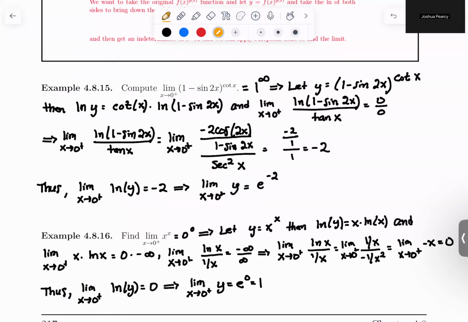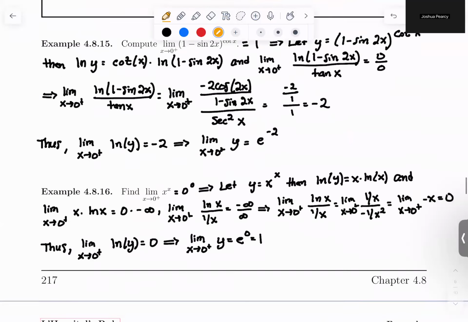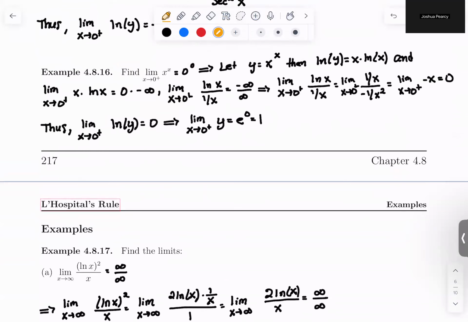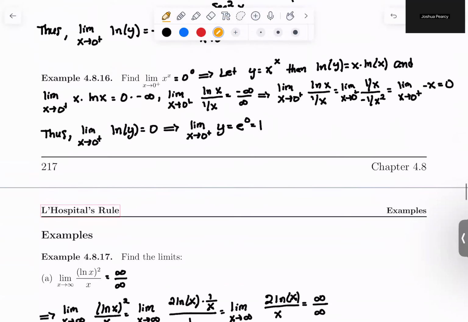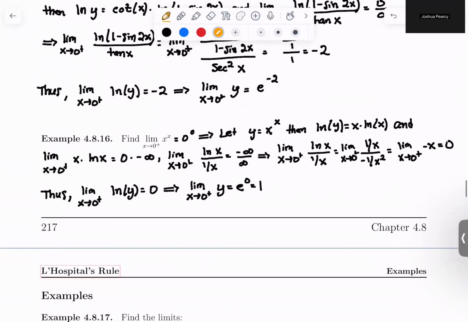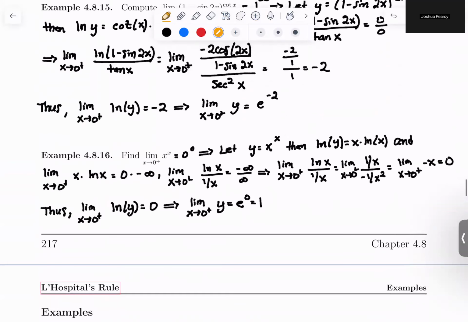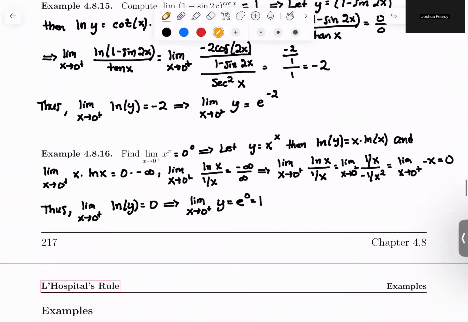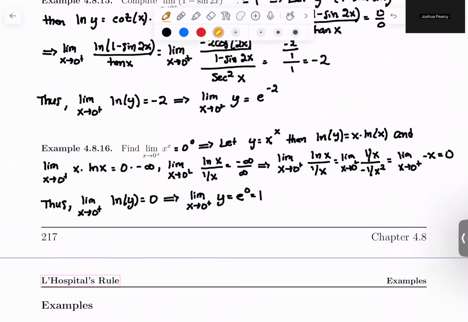We had a type 1 to the infinity. Now let's move on to the next one. It says, find the limit as x goes to 0 from the right of x to the x power. As x goes to 0, this is a 0 to the 0 type. So again, I let y equal x to the x, take the natural log of both sides, then ln of y is equal to x times ln of x.